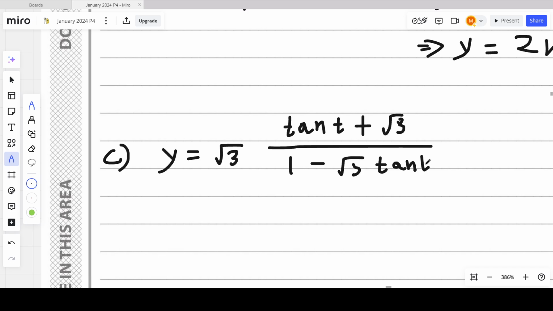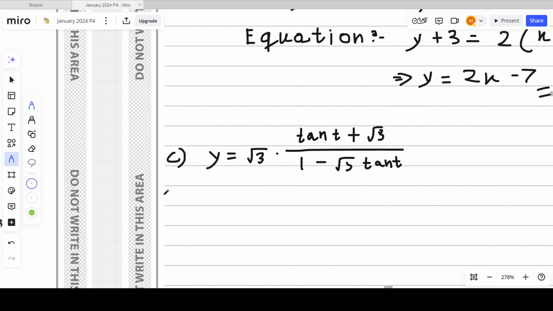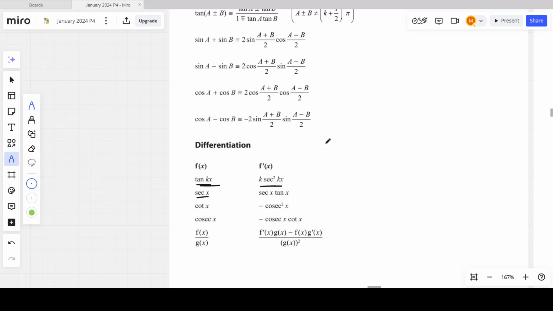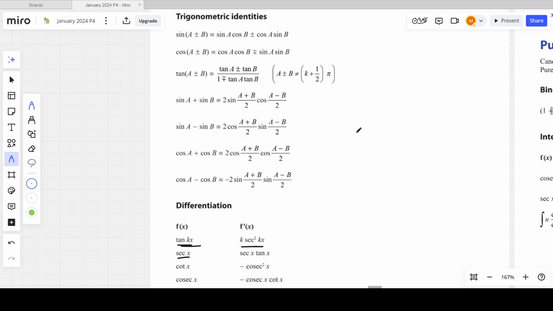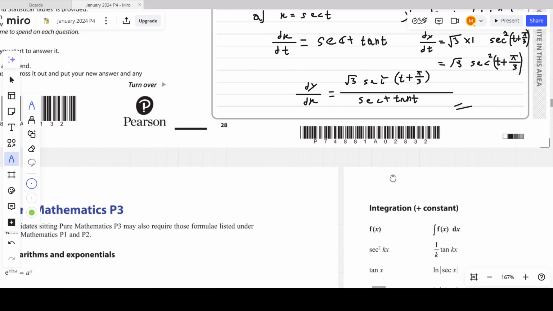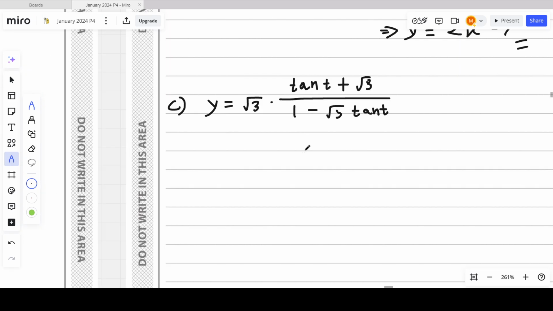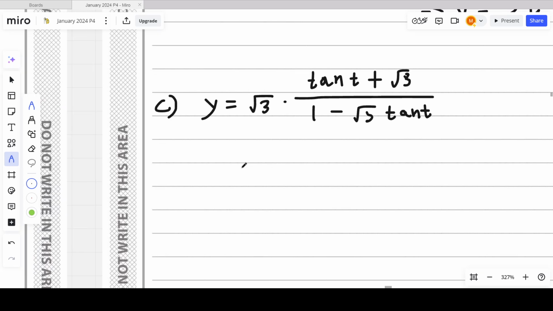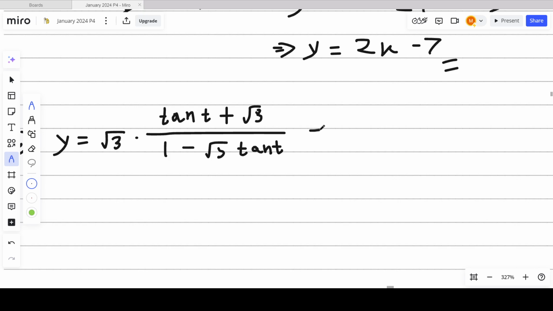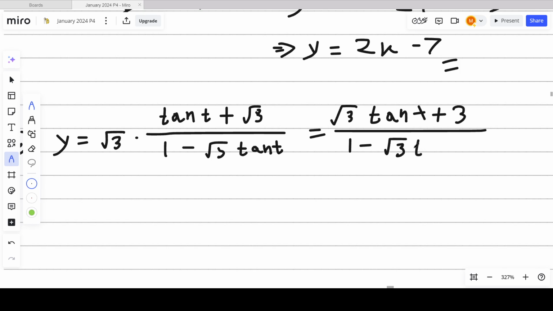t. Let's check whether my equation is correct or not. The equation is tan A plus tan B over 1 minus tan A tan B. Okay, so we got the perfect equation. Now our work is to what? Multiply. If you multiply square root of 3, what will you get? Square root of 3 tan t plus what? Plus 3 over 1 minus square root of 3 tan t.